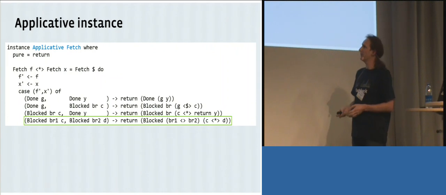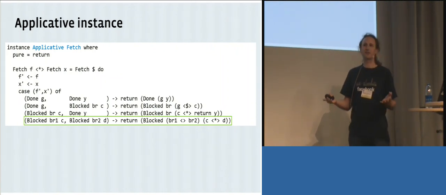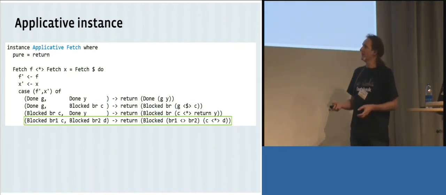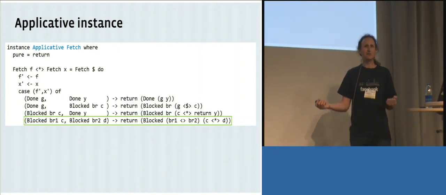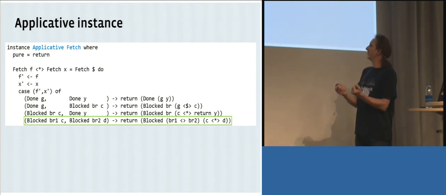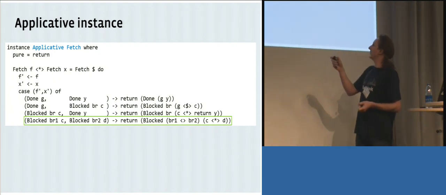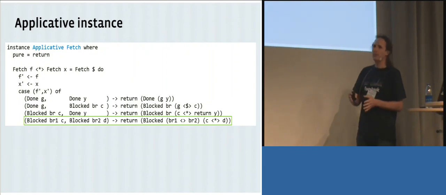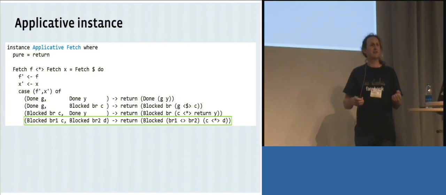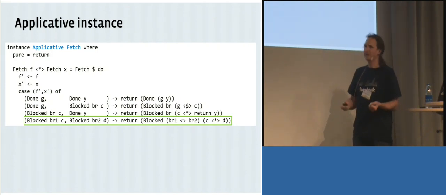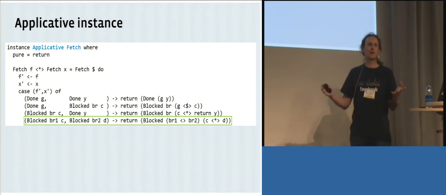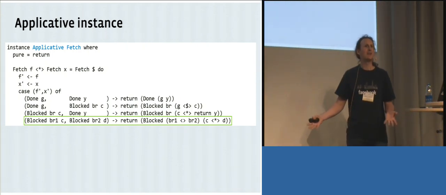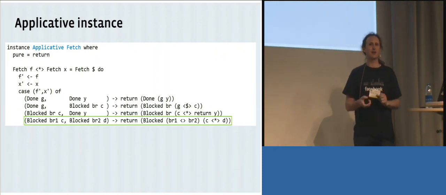And in the final case, when both sides of this composition got blocked, then we have 2 sets of blocked requests, one from the left, BL1, one from the right, BL2. We combine those 2 sets together to give us BL1 append BL2, and the final continuation is just the continuation from the left applied to the continuation from the right. This is how we are propagating sets of blocked requests up the tree of the computation.